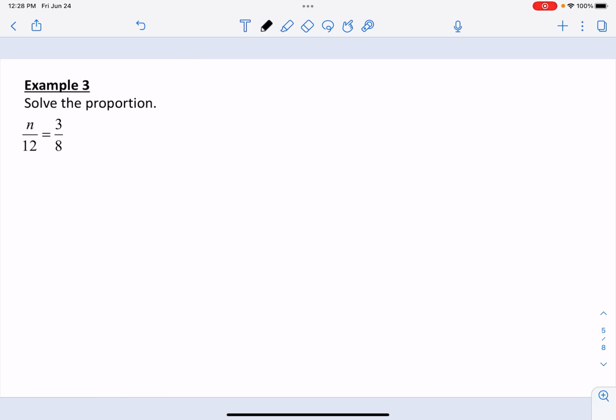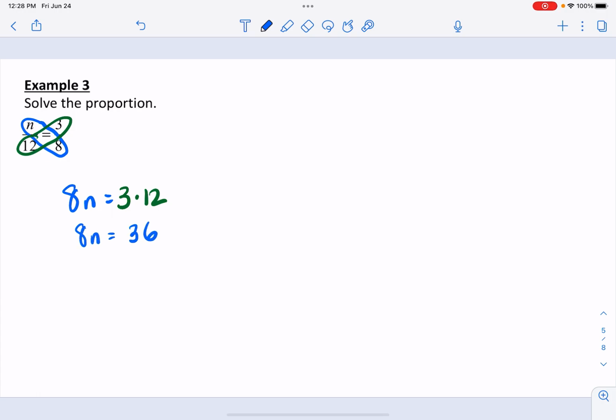Solve that proportion. Again, we solve proportions by cross multiplying. N times 8, or 8n, is going to be equal to 3 times 12. So 8n is equal to 36. Make sure I did that right. Yes, I did. Trust yourself. N equals 36 over 8. Remember, we always reduce. 4 goes into each one of those, so n equals 9 over 2.